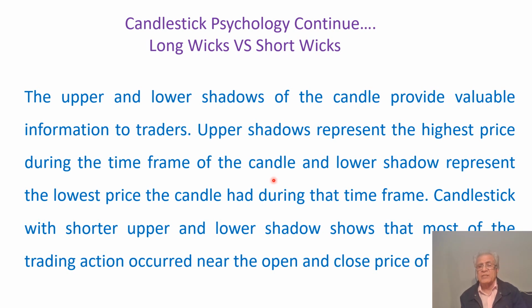A longer upper shadow means the price went a lot higher than the open price. But before the market closed, it was rejected by the sellers in the market, and they pushed the price down and left the upper shadow. A longer lower shadow means the price went a lot lower than the open price, but before the market closed, it was rejected by the buyers in the market, and they pushed the price up and left the lower shadow.